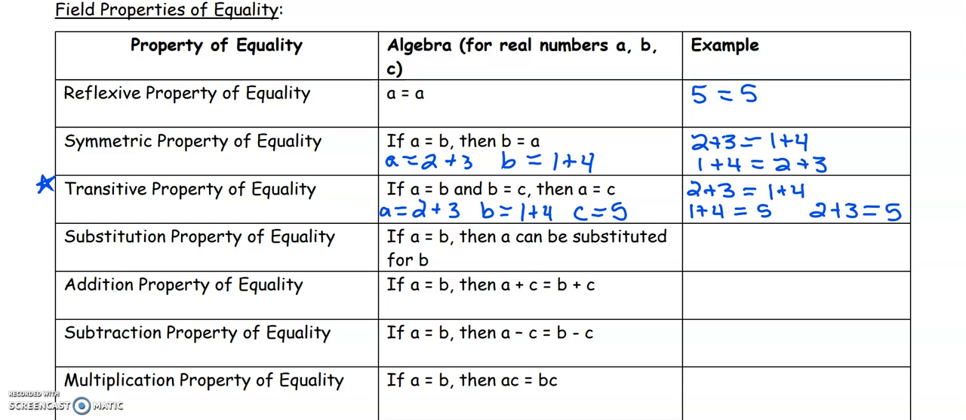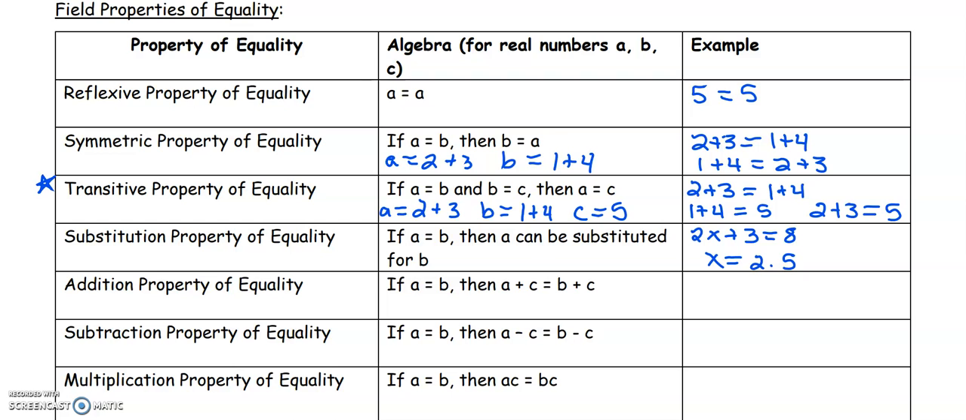We've worked with the substitution property of equality. If A equals B, then A can be substituted in for B. So if I had the equation of 2x plus 3 equals 8, and I wanted to replace your value, I tell you that x is equal to 2.5. We're just substituting in that value.